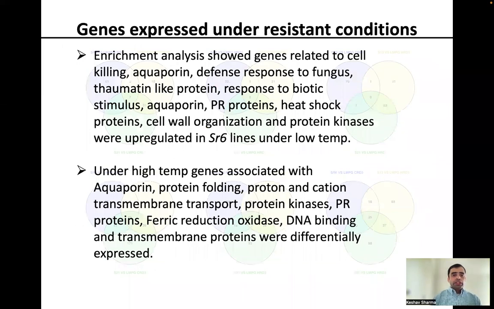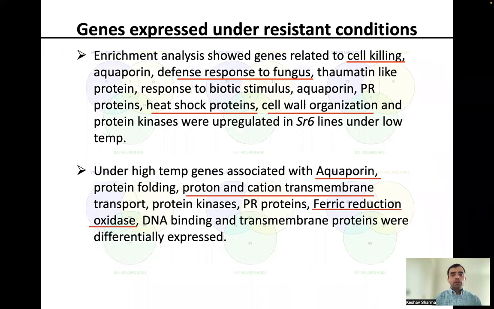So what were the genes expressed under those conditions? From the enrichment analysis, we have found that various genes associated with cell killing, defense response to fungus, thaumatin-like proteins, biotic stimulus, PR genes, heat shock proteins, and cell wall organization, and various other protein kinases were upregulated in SR6 lines under low temperature.